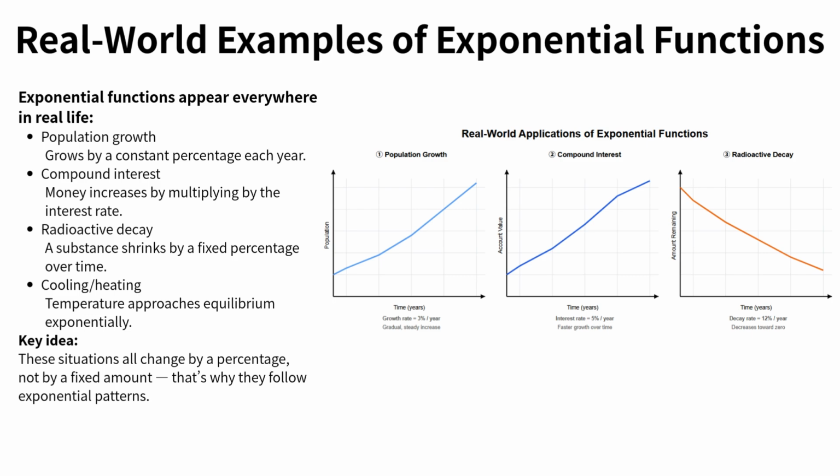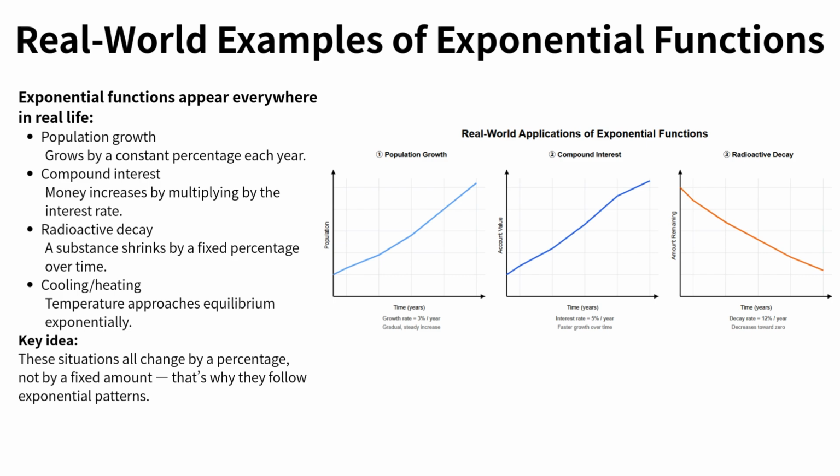Next, compound interest. This is one of the most important exponential processes in finance. Your money grows by multiplying by the interest rate every year. Because each year's interest is added to the previous balance, the growth becomes faster as time goes on. That's why the curve gets steeper in the middle graph.